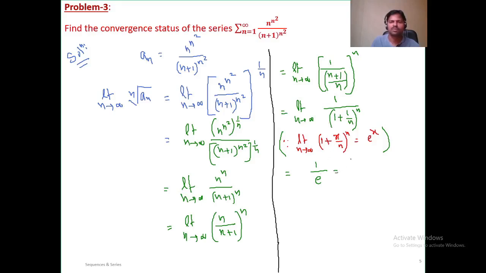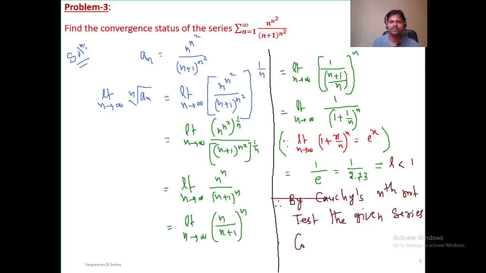So this is nothing but 1 by 2.73, which is less than 1. This is the L value, isn't it? This is the L value, which is less than 1. So therefore, the conclusion is that by Cauchy's test the given series converges. That's it. Since here the L value is less than 1. That's it. Right? Next one.